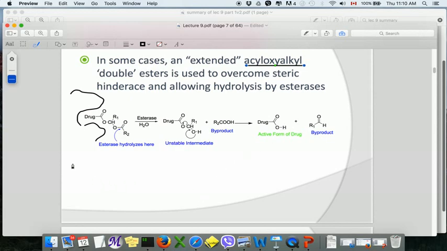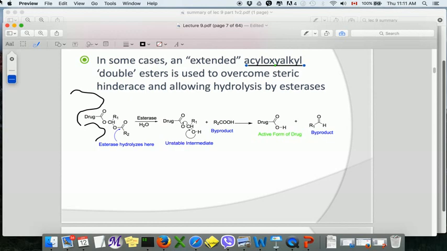Okay. So this gives respiratory. It's for anything that has, so we have a certain drug, and the drug has a COOH. Any drug that has a COOH and we need this for the activity. So we create a prodrug, and the prodrug would look something like this. COO and then a lipophilic ester.